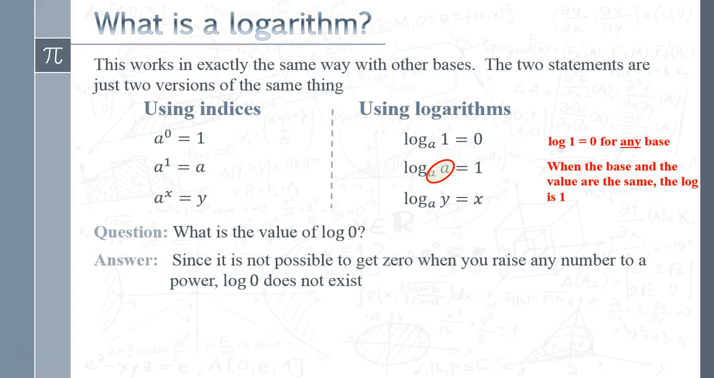Because imagine taking 10 to the power of what equals 0. Doesn't exist. 15 to the power of what equals 0. Just simply not possible. So log 0 is undefined or doesn't exist. That's one to watch out for.